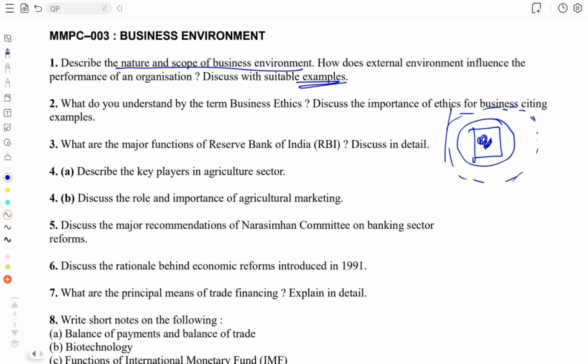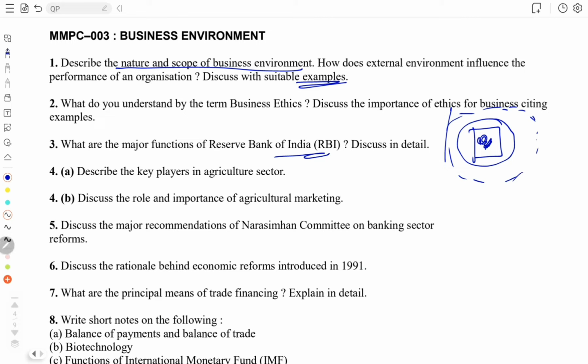The third one is, what are the major functions of the Reserve Bank of India? Discuss in detail. This is an important question. It has been coming up, so you should know at least something about the Reserve Bank of India. It could come as a short note question as well, rather than an essay question. So this is one important area which you should make sure that you study.